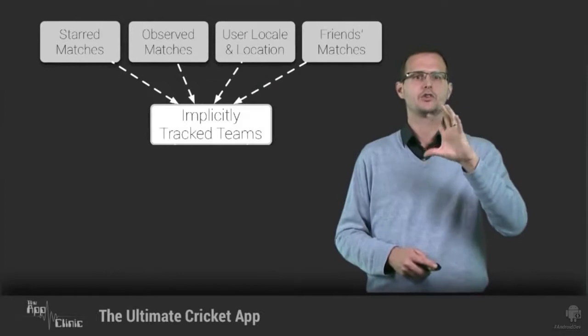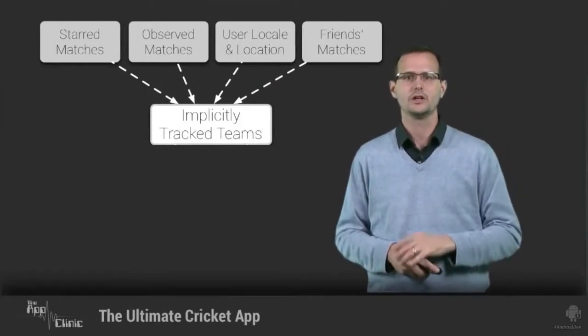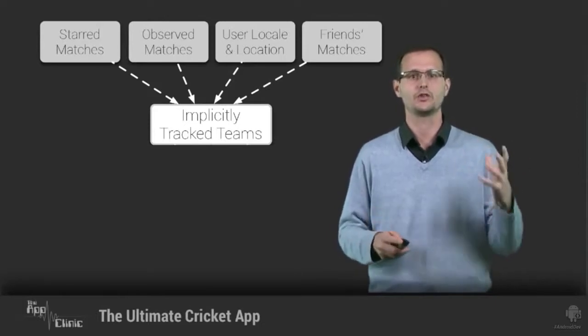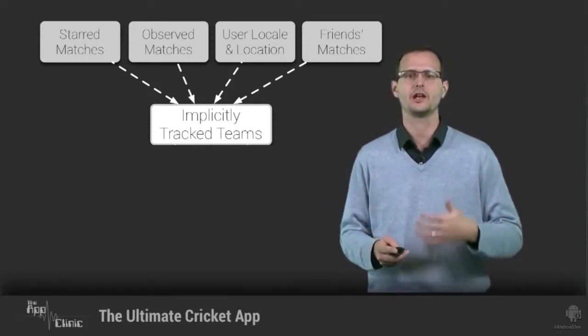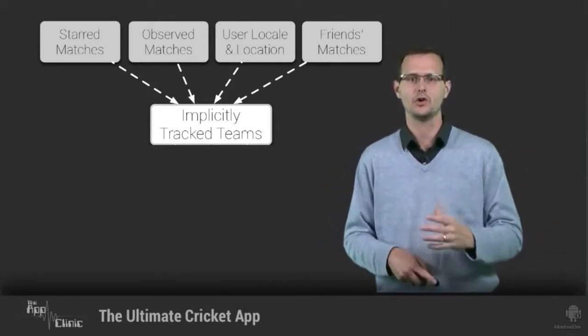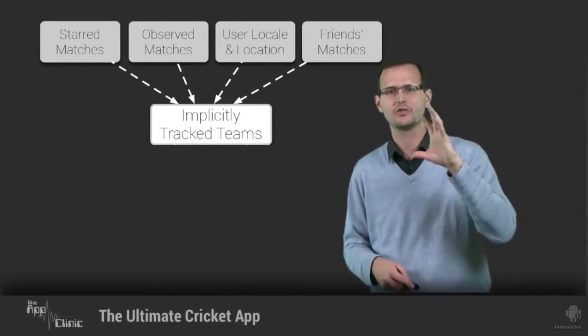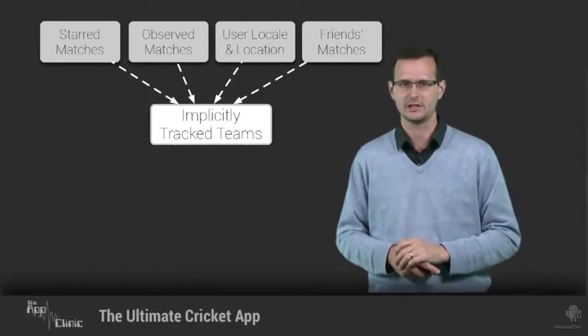Well, for a start, we can assume that the teams involved in a starred match are likely to be of interest. Similarly, we can keep track of which matches a user has watched. Over time, we should be able to see a pattern to understand which teams or which grounds a user is interested in the games of. But that doesn't help us the first time that the app is opened. And for that, we need to be a little bit sneakier.